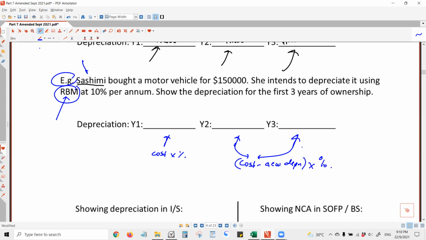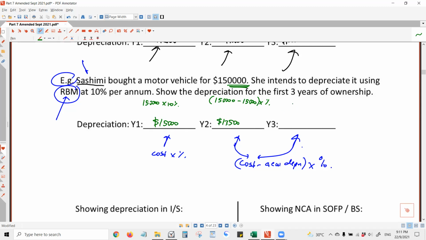So first year, what are the calculations? Simple, easy: 150,000 times 10%. Look carefully at the zeros. There are 4 zeros there. 150,000 times 10%, 15,000 for the first year. Now second year: 150,000 minus how much have you accumulated so far? 15,000 from the first year, right? So minus 15,000, times the percentage, which is 10%, gives 13,500.